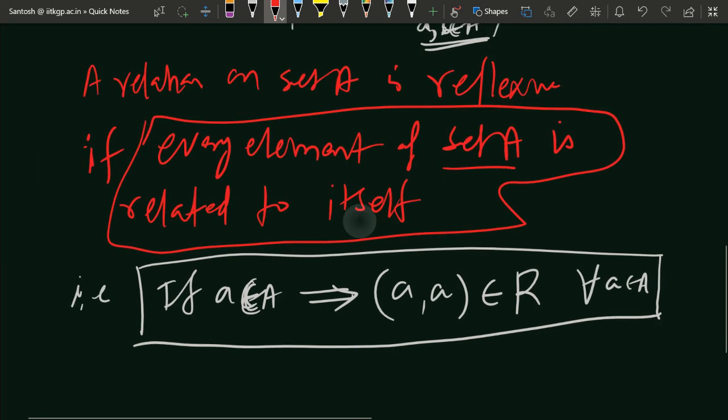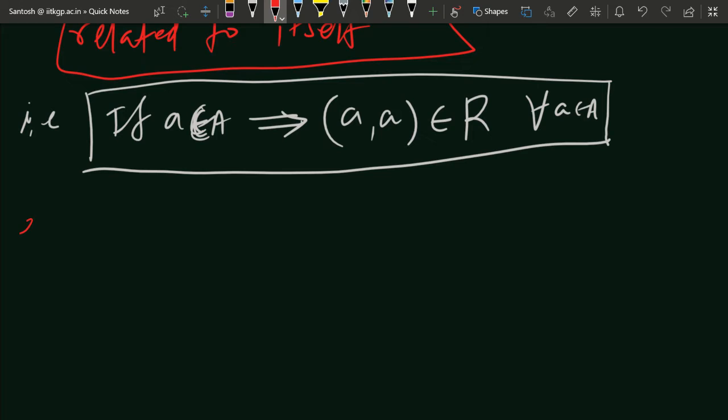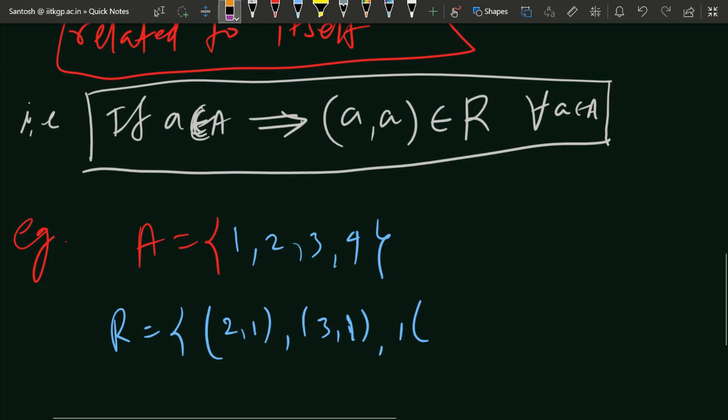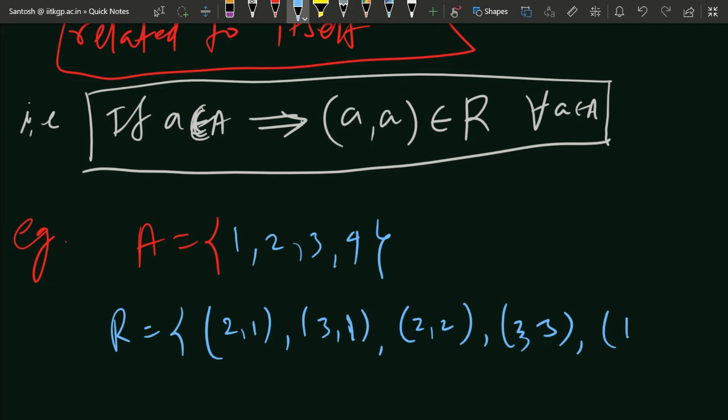So I will write one example, and you have to tell whether it is reflexive or not. For example, I will take an example from your book, the notes only. First I will give you a set A. So set A is 1, 2, 3, 4, and R I define as the collection of ordered pairs (2,1), (3,1), (2,1), (3,1), (2,2), (3,3), (4,1), (4,2). Okay, so I will make it one day.